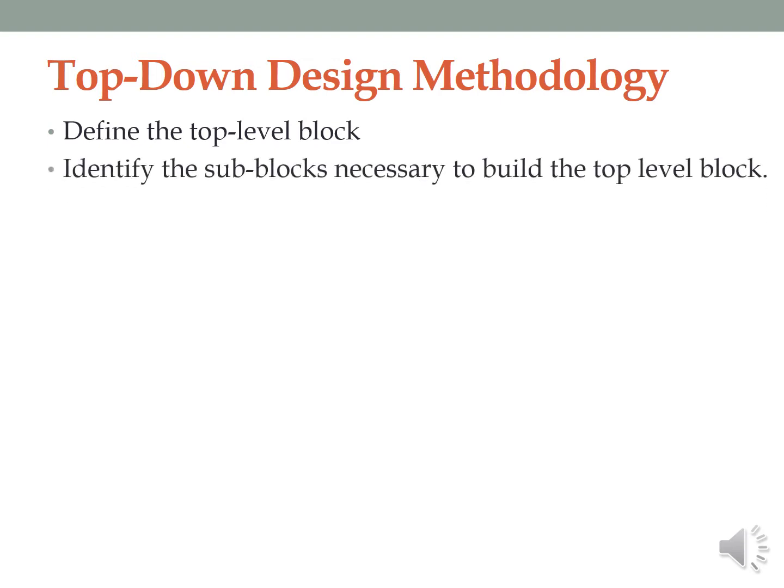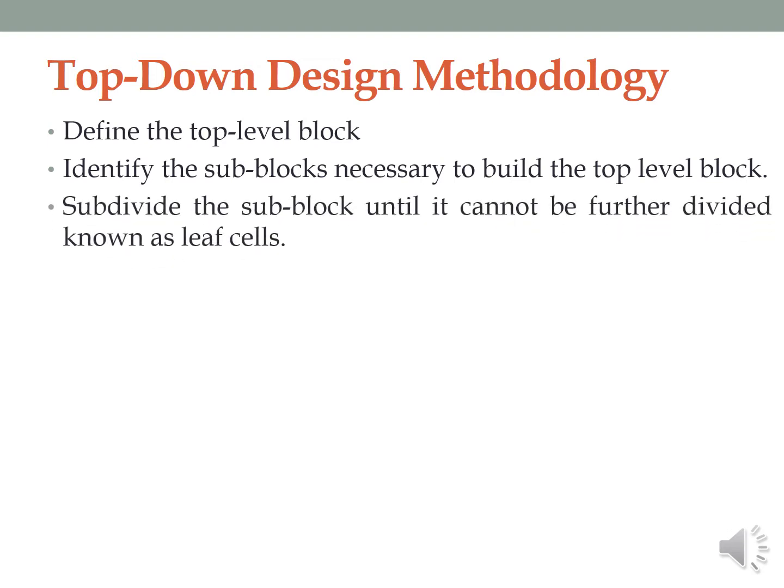First, let us understand the top-down design methodology. In this design methodology, we first define the top-level block. From the top-level block, we identify the sub-blocks necessary to build the top-level block. These sub-blocks can be further divided into sub-blocks, and this process of division goes on until it cannot be further divided. The last level of sub-blocks is known as the leaf cells. So let us observe a pictorial representation of the same.